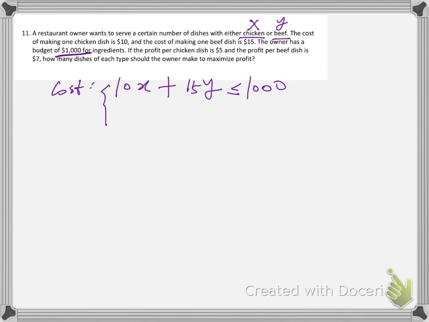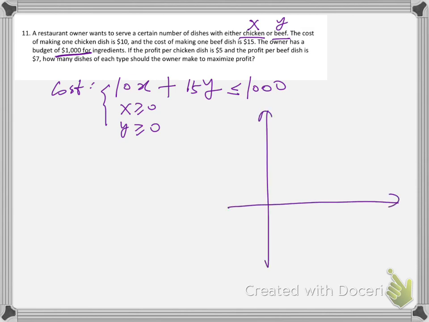The other 2 conditions are that they are non-negative, since you cannot get negative 1 dish of chicken. Now based on these conditions, we can get a picture. When we draw the picture, we use not the inequality but the equation.